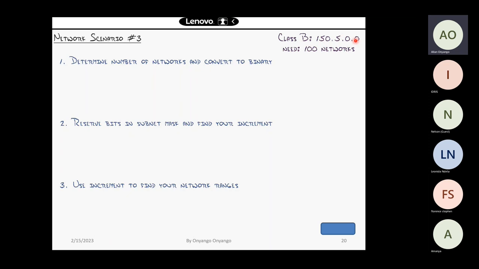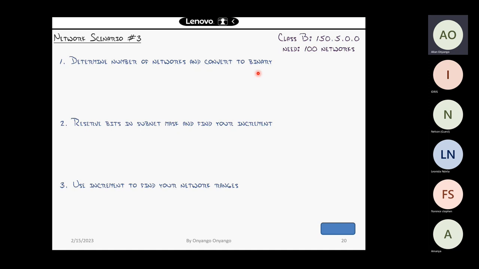And what do they need? They need us to create 100 networks. And so my question will be, how many bits are needed to create 100 networks? I'm hoping you already wrote the multiples of 2: 1, 2, 4, 8, 16, 32, 64, 128. How many bits? 7. Very good. 7 bits. I told you the multiples of 2, 100 falls between 128 and 64.